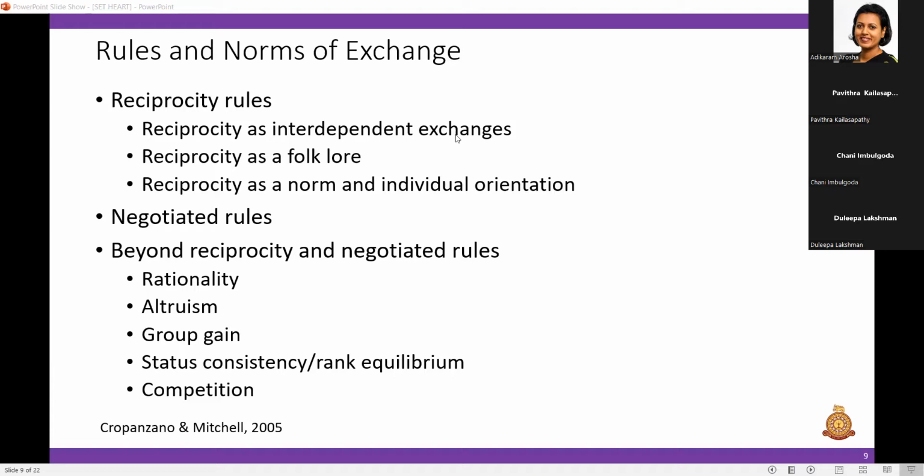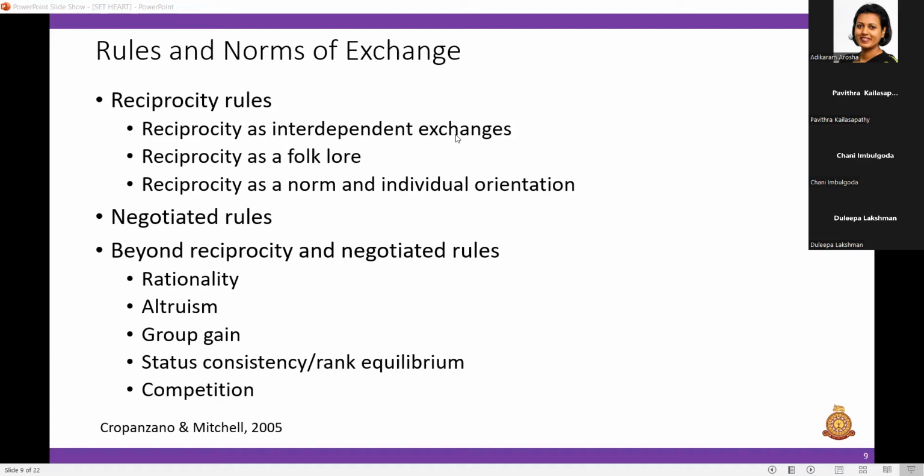Reciprocity is also looked at as a folklore. If you think of reciprocity as a folklore, what they mean is it's like a culture. This is where, as I said, when we are socialized, we look at it as something that when somebody does something for you, you need to return it, do something back. But this is slightly different.